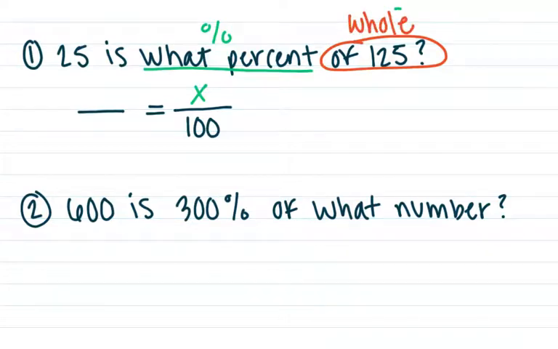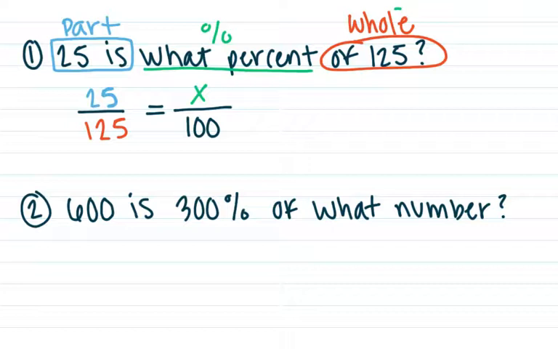Our whole goes on the bottom of our first ratio fraction there. And then I have 25, so the thing that's left, my missing piece, is the part. So this is the part. We're trying to identify what percent represents this part here. So 25 is going to go on top. So I have my part over the whole, and then I have my missing percent that I'm going to solve for over 100.